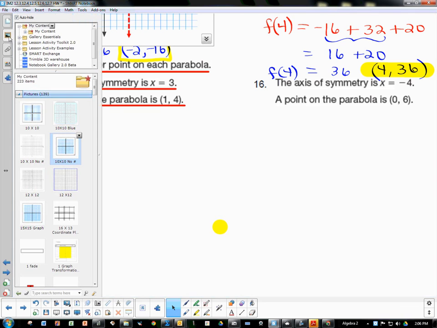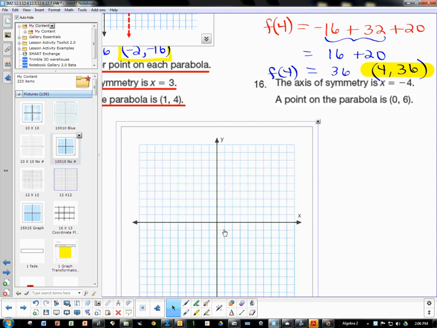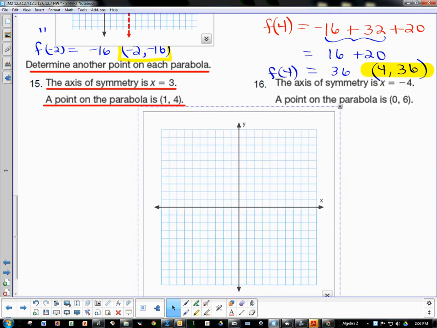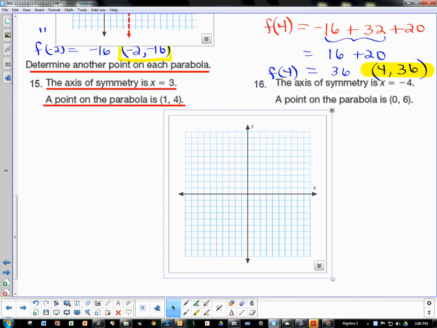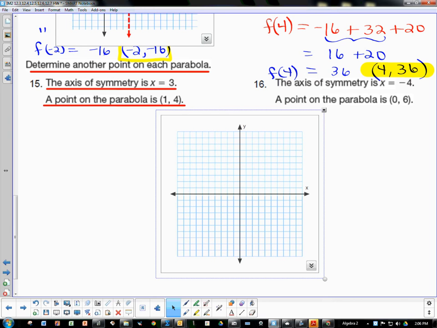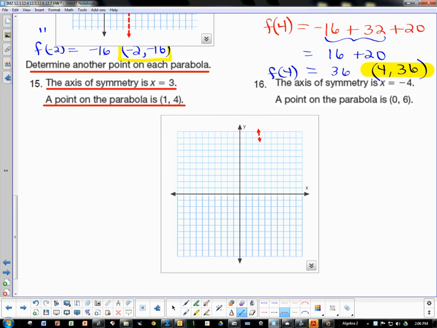But let's grab ourselves a graph here. There we go. All right. Shrink this up a little bit. Axis of symmetry, let's draw that. Axis of symmetry looks like it's x equals 3. And we have a point 1, comma 4. So I'm going to move over 1 and then up 4. There it is. Oh, that's 1, comma 5. There, that's 1, comma 4.